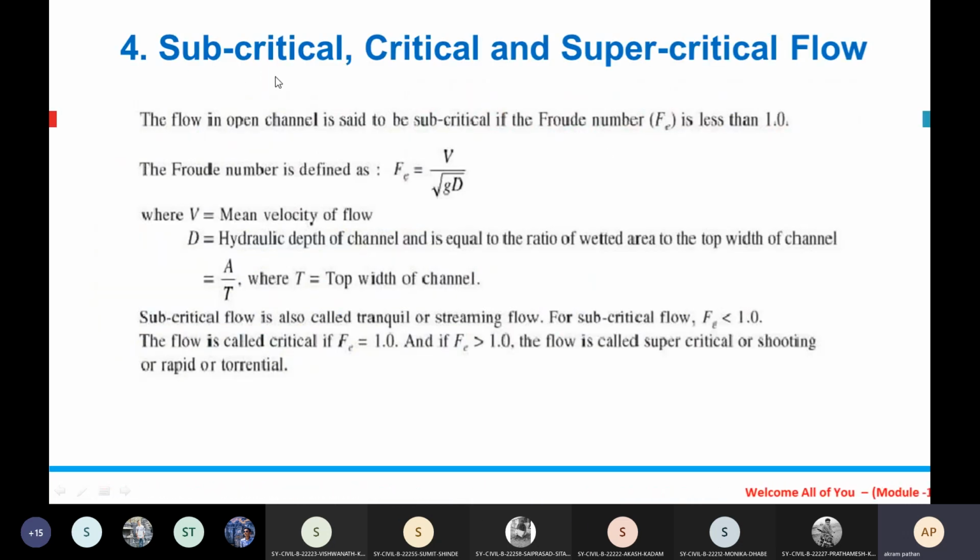Then we have also seen subcritical, supercritical, and critical flow. In terms of Froude's number, the formula is F is equal to V divided by the square root of g D. If F is equal to 1, then we call it critical flow; if F is less than 1, it is subcritical flow; and if F is greater than 1, then we call it supercritical flow. So depending upon Froude's number, we can classify it as subcritical, critical, and supercritical flow.